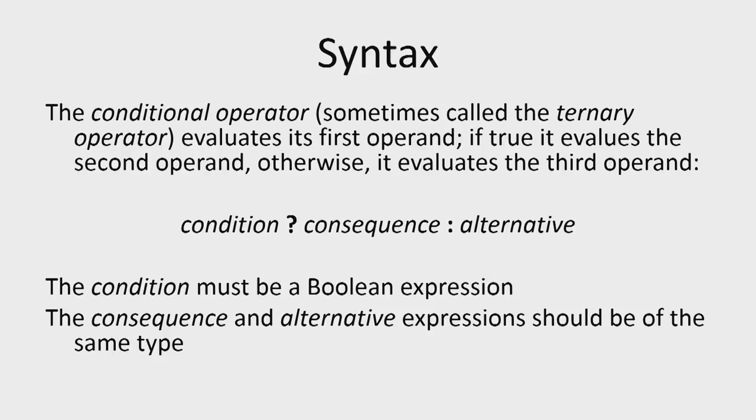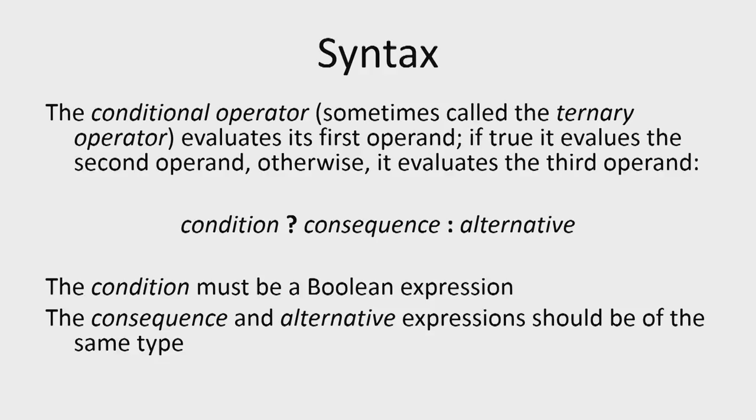So the conditional operator takes 3 operands, and it has the syntax. First, it has a Boolean condition. Then it has a question mark. Then it has a consequence, which is an expression. Then it has a colon. And then it has an alternative. And if these names seem like they come directly out of the syntax for the if statement, that's because they do. This is essentially a very compact version of the if. Now, the consequence and the alternative expressions should be of the same type.